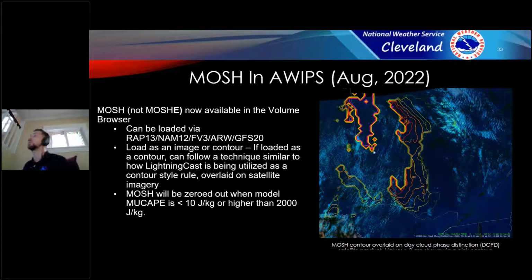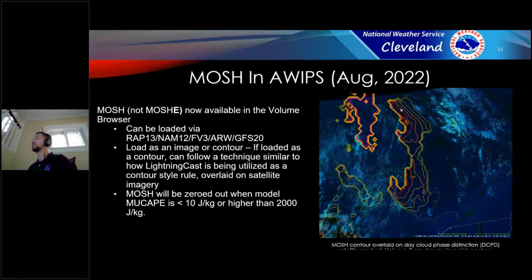So more recently, we were able to get the MOSH, not the MOSH-E, so not the effective shear, because we can't get an effective shear in AWIPS for now. But we were able to get this in AWIPS for several different models, including the RAP, NAM, the FE3 cores, and the GFS. So this is just one example I pulled. Today would have been a much better example, I believe, especially for the lower Ohio Valley. If I have time, I'll show that in the SPC products.